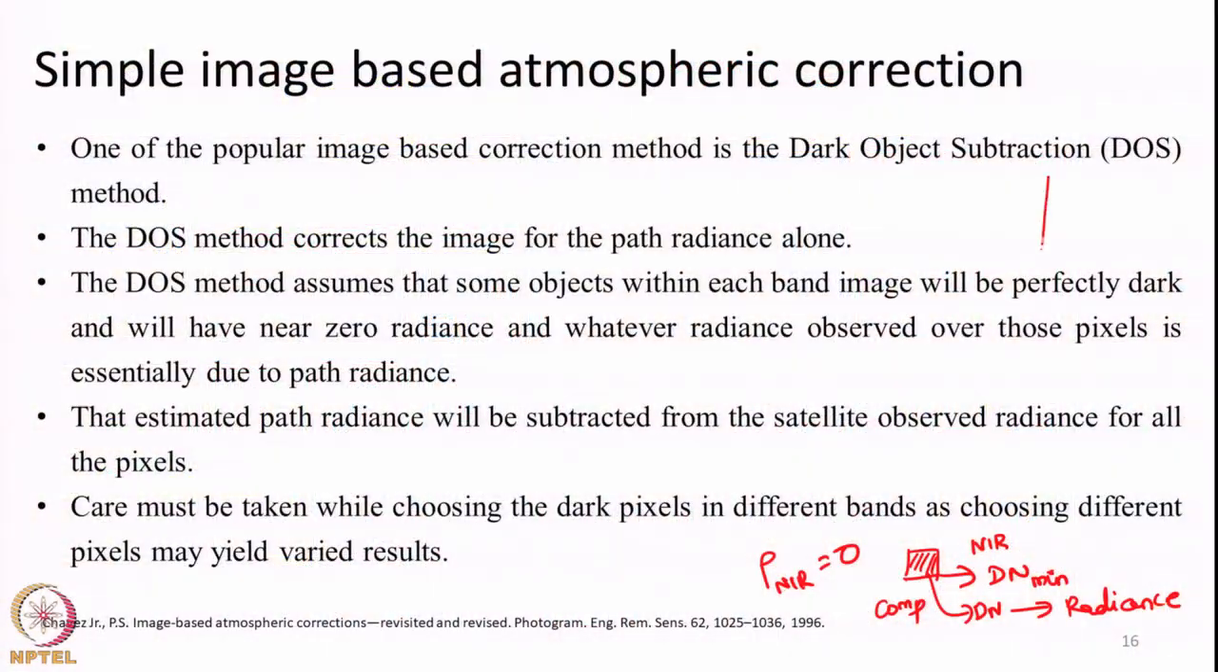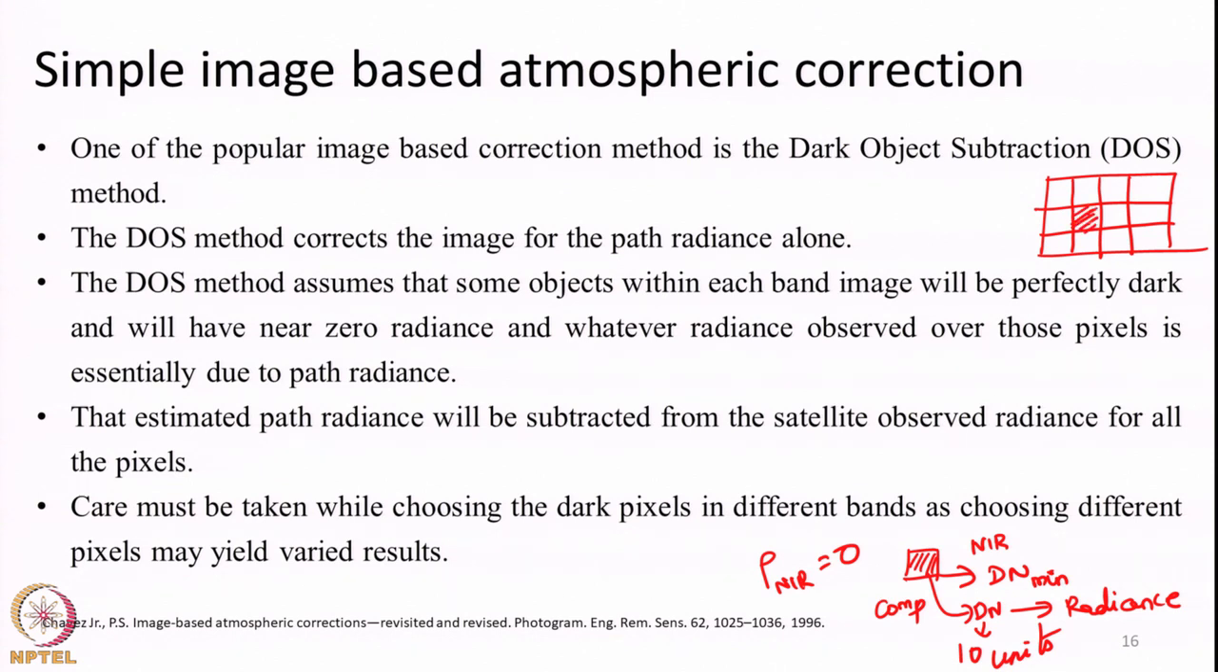Let us say this is an image. For example, the radiance calculated for the water body pixel, let this be 10 units, some random units I am assigning just for the sake of example. Say these are the pixels. Let us assume the water body is here.